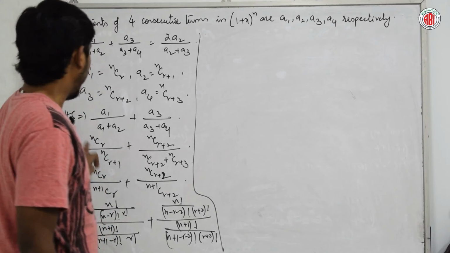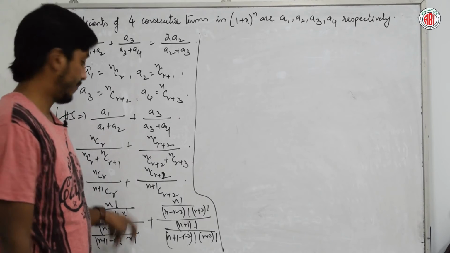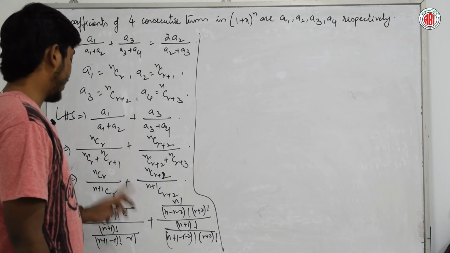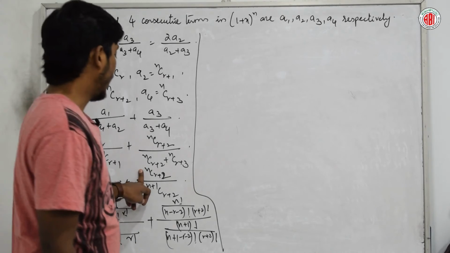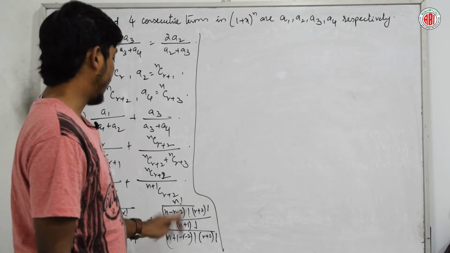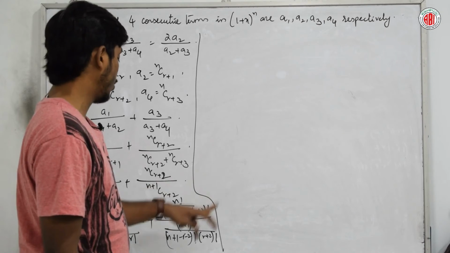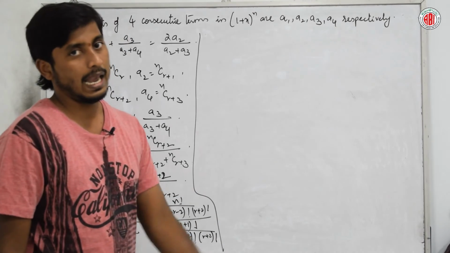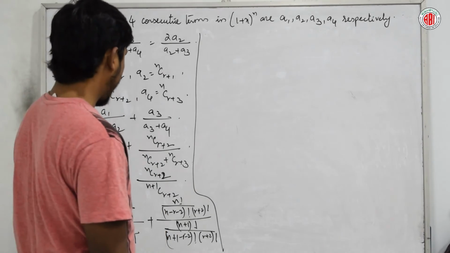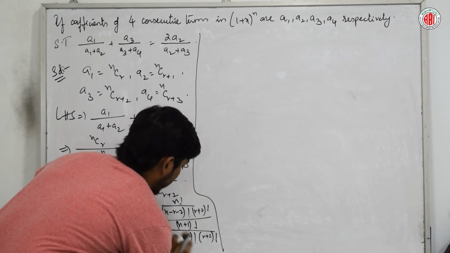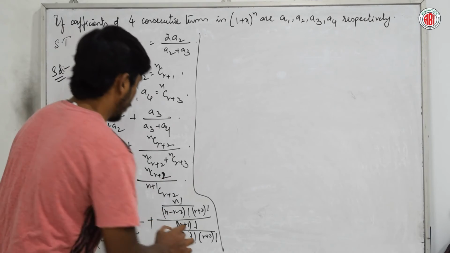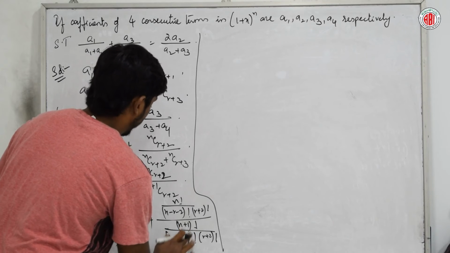Now see here, n factorial by n minus r factorial into r factorial. Done. Here in the denominator, n plus 1 factorial divided by n plus 1 minus r factorial into r factorial. Here n factorial by n minus r minus 2 factorial into r plus 2 factorial. Again in the denominator, n plus 1 factorial divided by n plus 1 minus r minus 2 factorial into r plus 2 factorial. Clear? If you want, here you can also simplify this as n minus r plus 1 minus 2, that is minus 1 factorial. Isn't it?